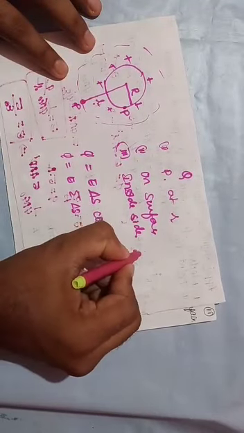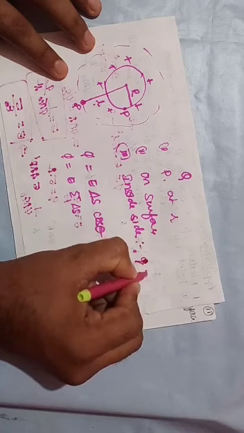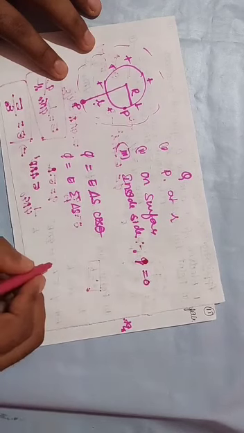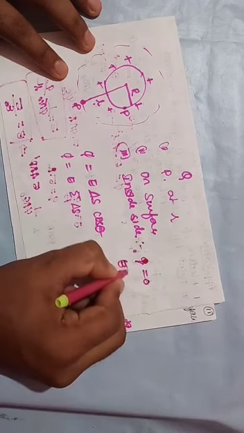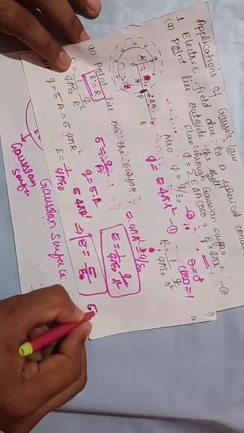The third case is when the point P lies inside. We know that the charge is present only on the outer surface. Therefore the charge inside is equal to 0, that is Q is equal to 0. Therefore the electric field is equal to 0. Inside the conductor, E is equal to 0.